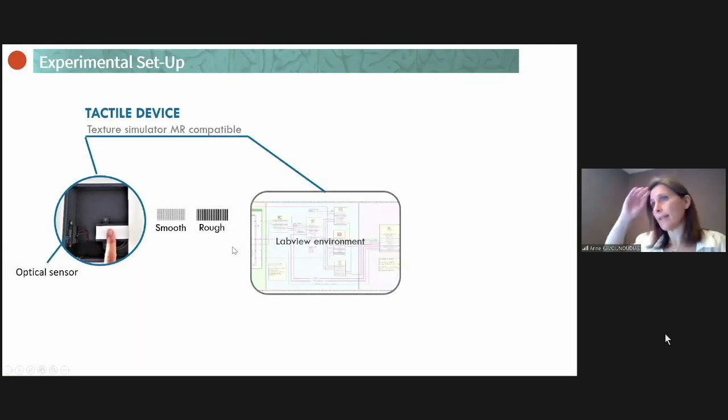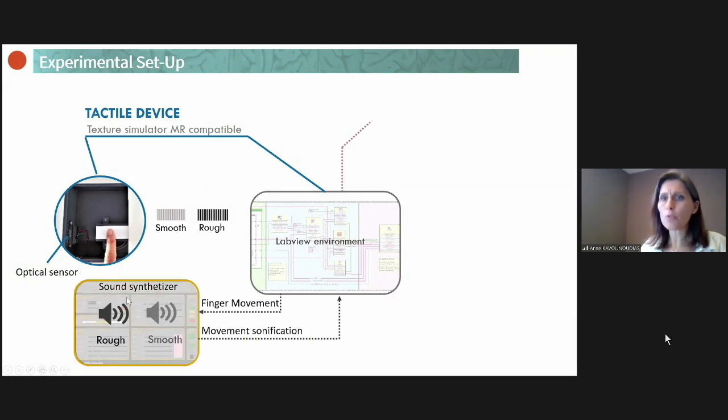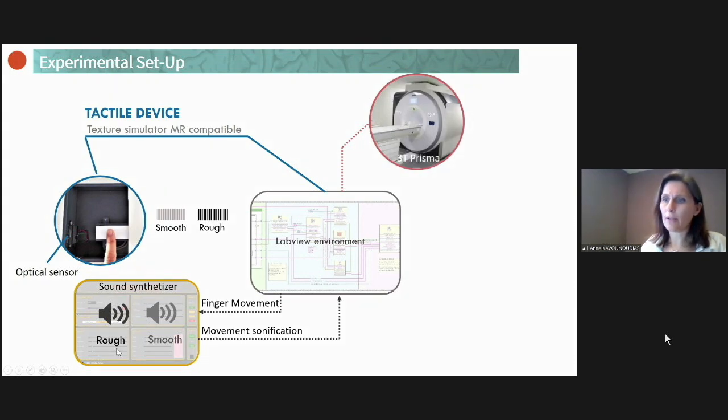So we combined this tactile device, which was MR compatible, with a sound synthesizer, which produced two kinds of sound, a rather rough or smooth sound. These sounds were produced in real time and modulated with the velocity of the finger movement of the participant on the touchpad, recorded through this optical sensor. So this movement sonification can give the participant the feeling that he is actually producing the sound by his own movement.